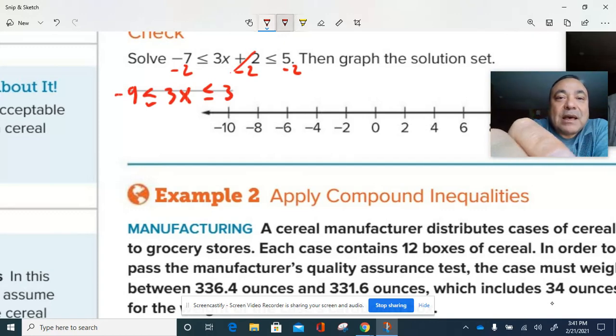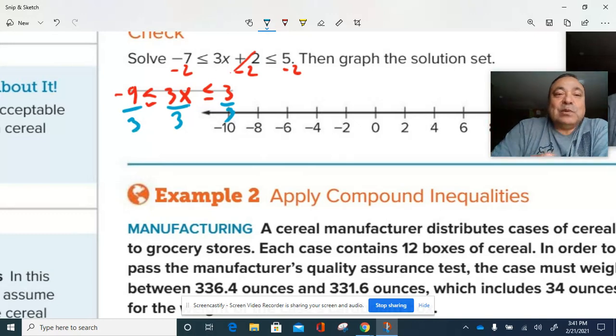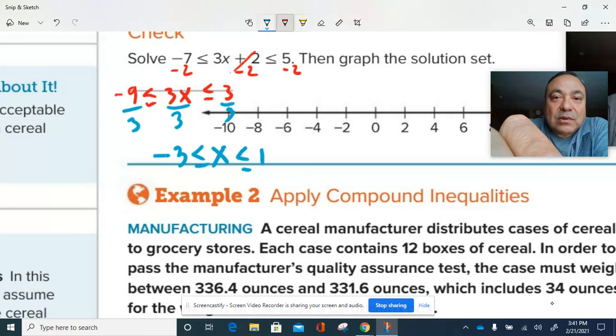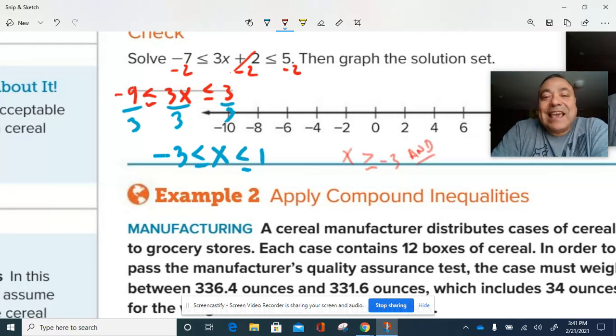Now I'm going to divide everything by 3. See? 3 here. But if I do that, I have to do it here and I have to do it there. So at the end, guys, and this is really, really cool. At the end, I'm going to have -3 x, and then over here, I'm going to have 1. Okay. So really, another way to see this visually is, well, you have x is greater than or equal to -3, and see, that's the thing. This is a compound inequality, and x is less than or equal to 1.